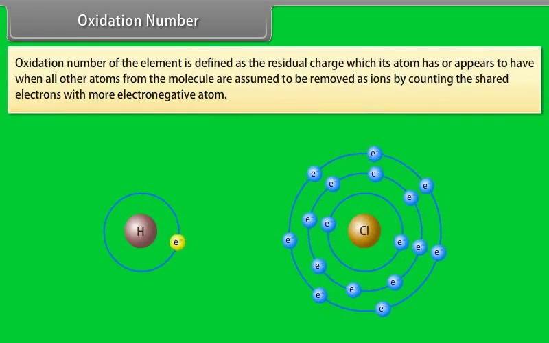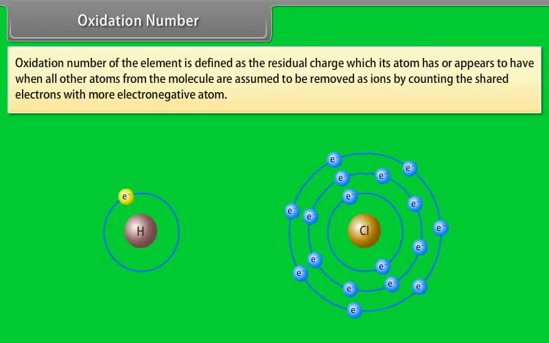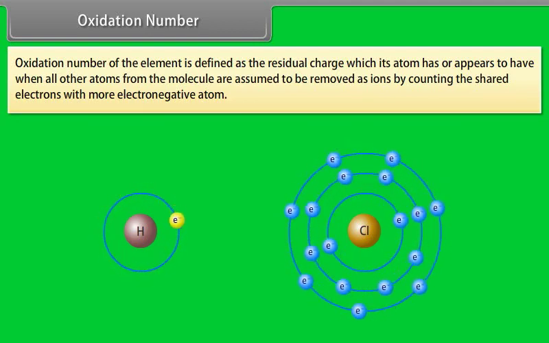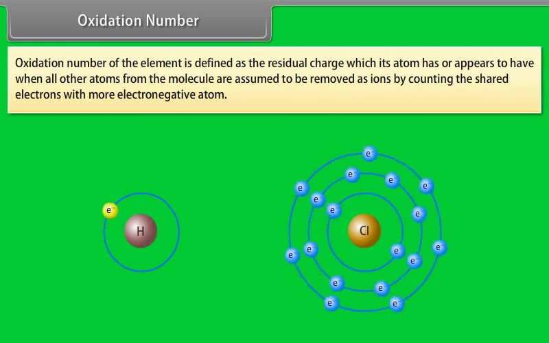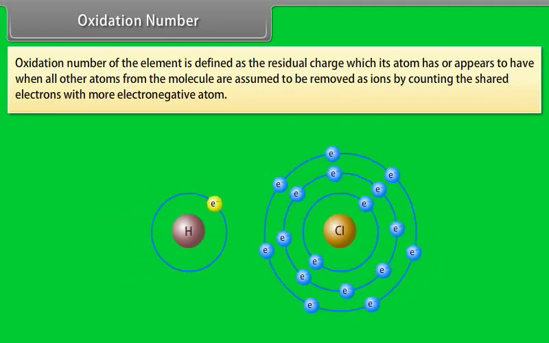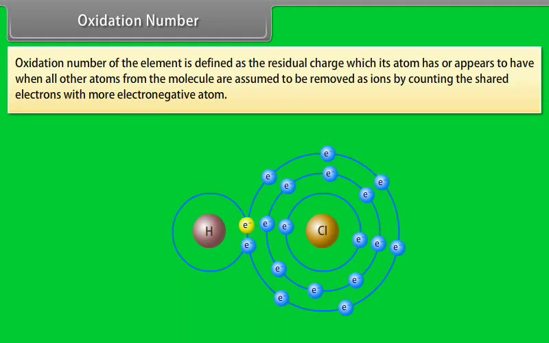Oxidation number. The oxidation number of an element is defined as the residual charge which its atom has, or appears to have, when all other atoms from the molecule are assumed to be removed as ions by counting the shared electrons with more electronegative atoms. Consider an example of the hydrogen chloride molecule.